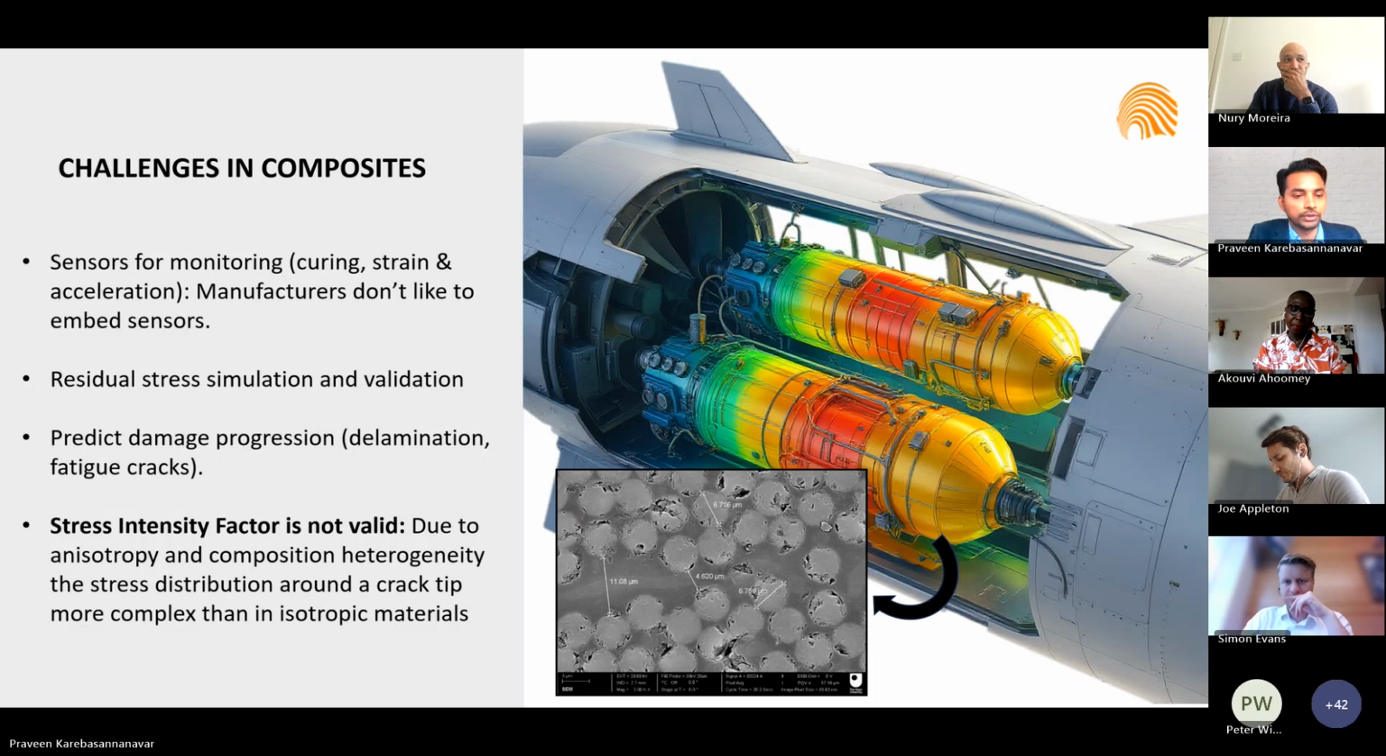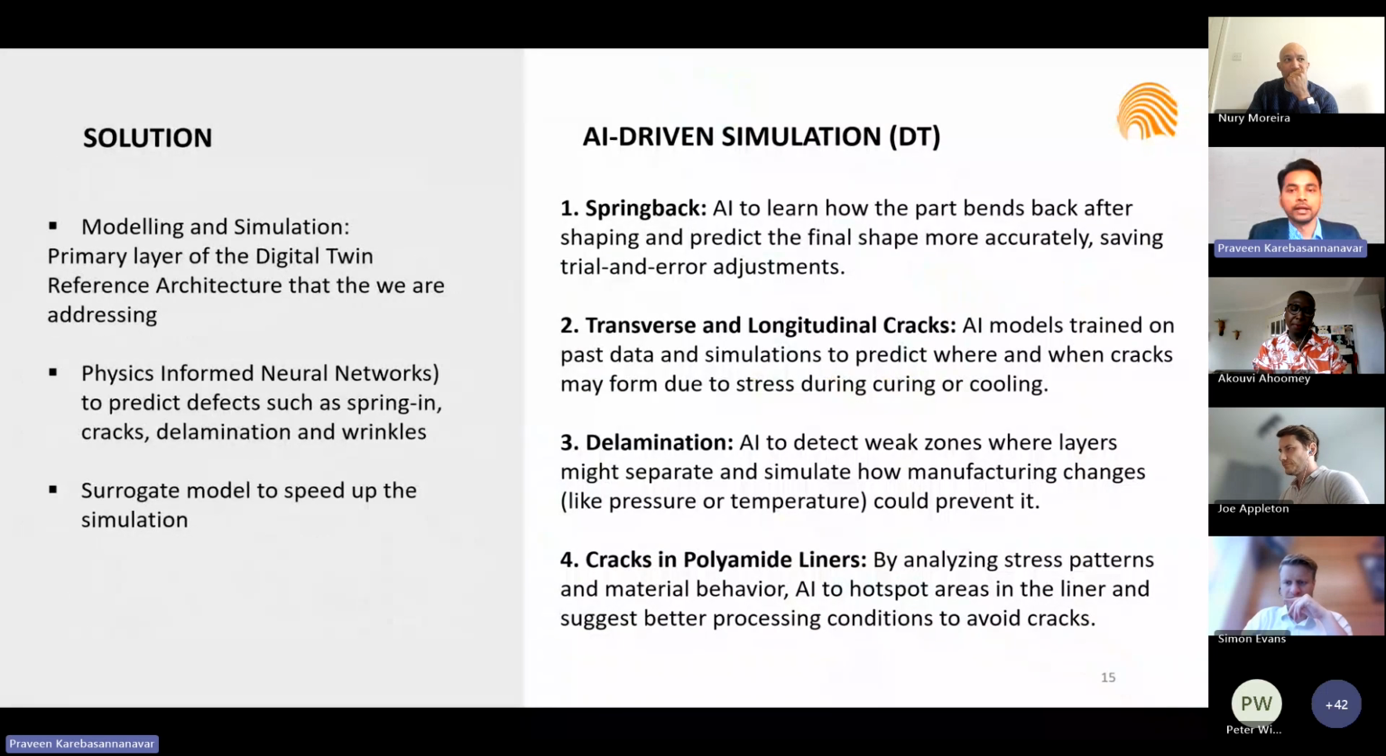The strength approach that is usually used for metallic materials is not applicable for this, and that is why composite digital twinning especially is very important. And you can see how AI-driven simulation is going to help us understand all those four defects I mentioned previously.